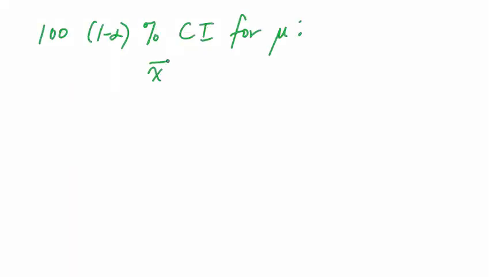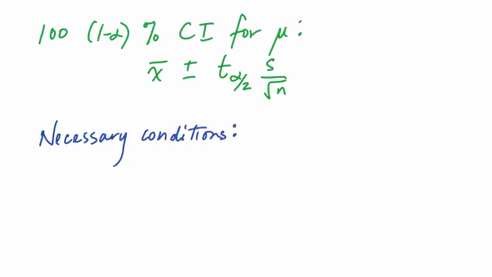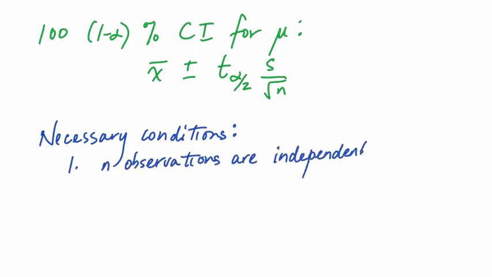Now let's switch to our second confidence interval, this time for our mean, where we have this formula. The necessary conditions for this confidence interval to hold, in other words, for this confidence interval to truly capture the true mean the right percentage of the time, are first of all, that the n observations are independent. Again, independence is difficult to check, but there's no way around this one.